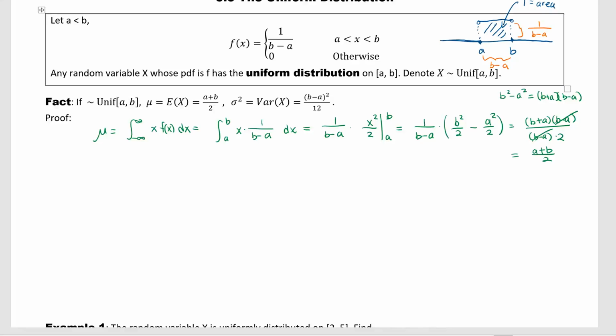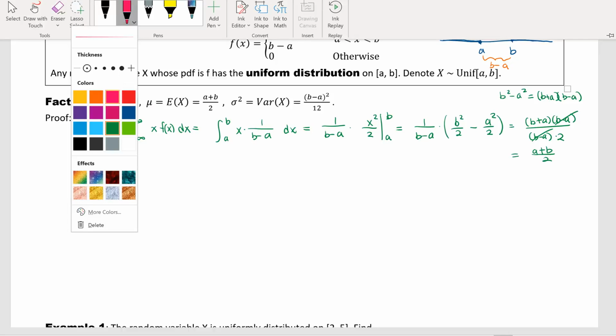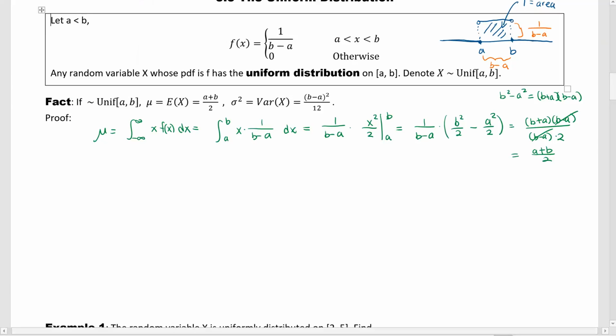How about the variance? Do you remember that for variance, we use the second moment minus the mean squared to calculate. So let's calculate the second moment. Okay, let's make it more colorful. So the second moment is: replace x by x squared. So we have x squared and the rest the same.